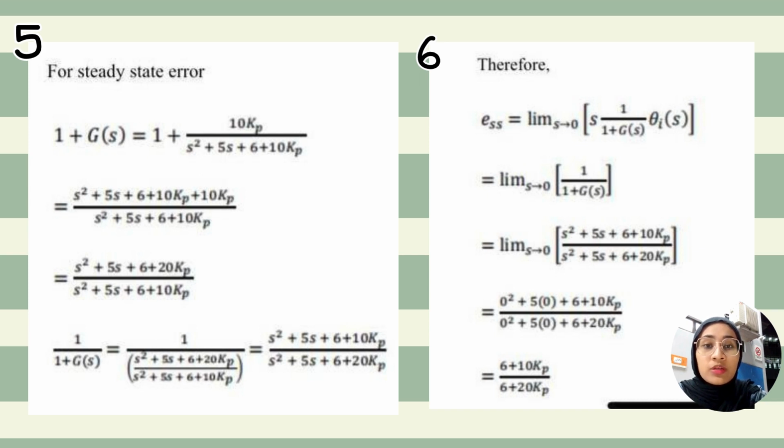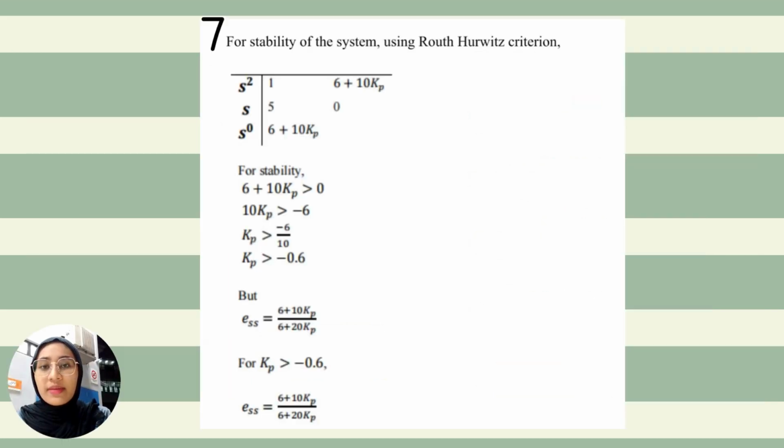20 Kp. So therefore, ess equals limit s to 0 of s times 1 over 1 plus G(s) times R(s). So we solve this equation and finally we will get 6 plus 10 Kp over 6 plus 20 Kp. For stability of the system, use Routh-Hurwitz criterion. So we solve, and after that, the final answer we will get ess equals 6 plus 10 Kp over 6 plus 20 Kp.